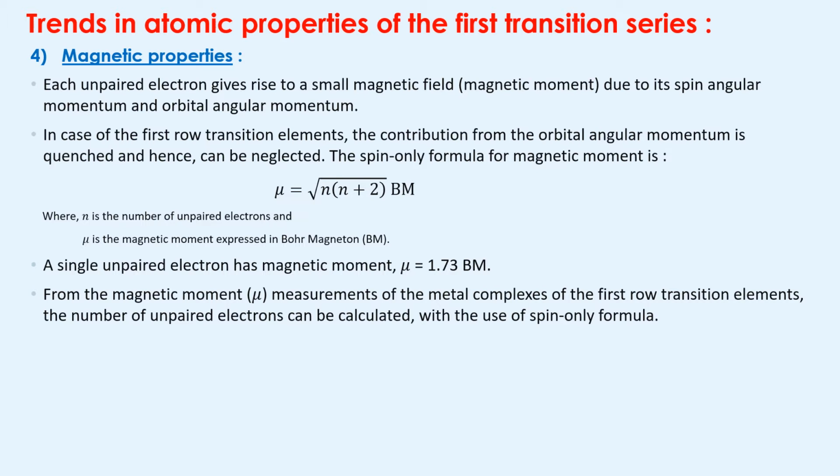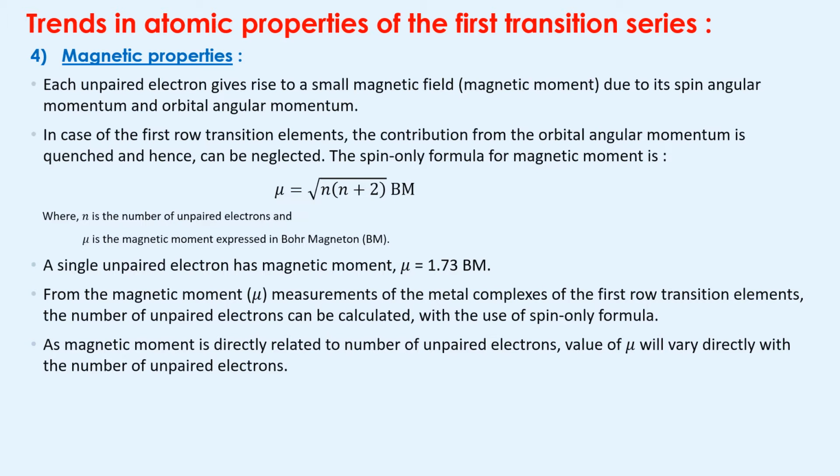From the magnetic moment measurement of the metal complexes of a first row transition series, the number of unpaired electrons can be calculated. With the help of this spin only formula, you can calculate the number of unpaired electrons in the first row transition elements. One thing to always remember: magnetic moment is directly related to the number of unpaired electrons.